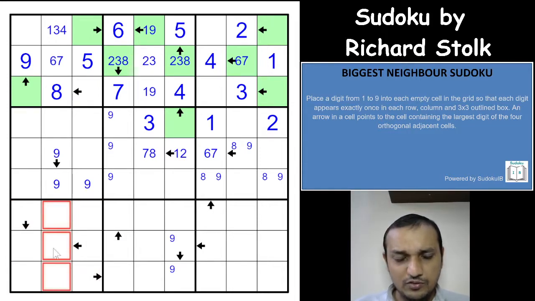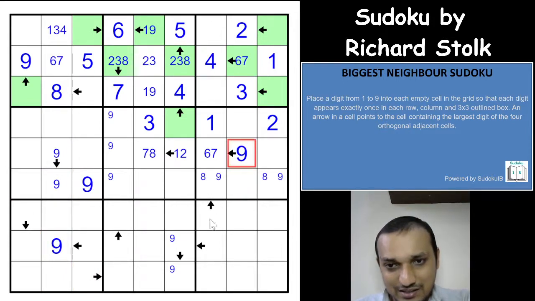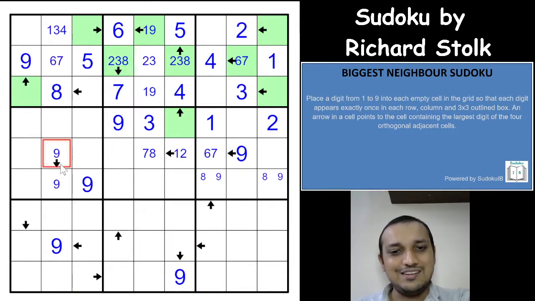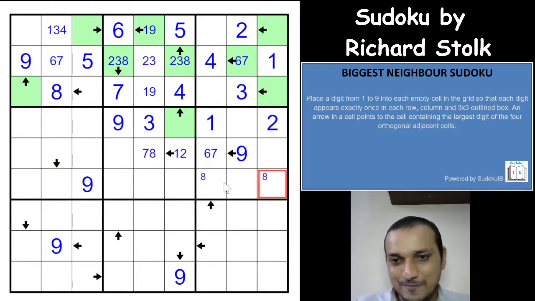Nine would have to be in one of these 3 cells, and it cannot be here as well because not pointed by the arrow. And not even here as well because not pointed by the arrow. Nine would have to be here. That gives you a 9 here, here, here and here. Wow, that was awesome. That was actually an awesome logic.